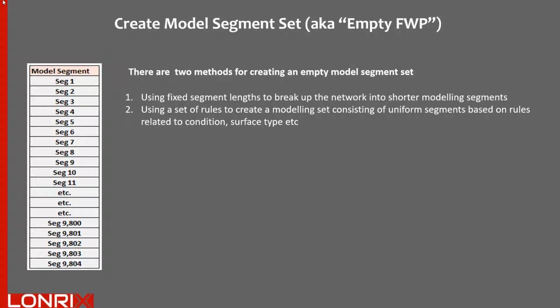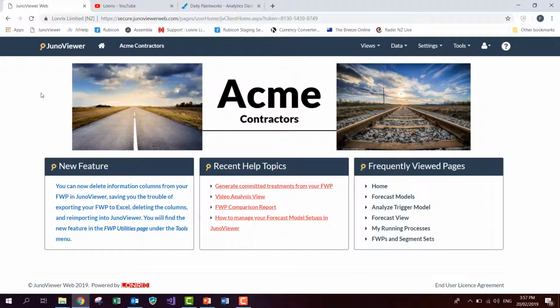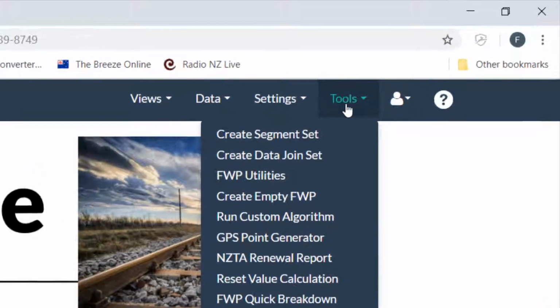modeling process started. To get started with this step and create an empty ForwardWorks program using fixed segment lengths, go to the Tools menu and then select Create Segment Set. So let's go and do that now. So here I am in JunoViewer, and I'm going to go to the Tools menu and to the element here at the top that says Create Segment Set.